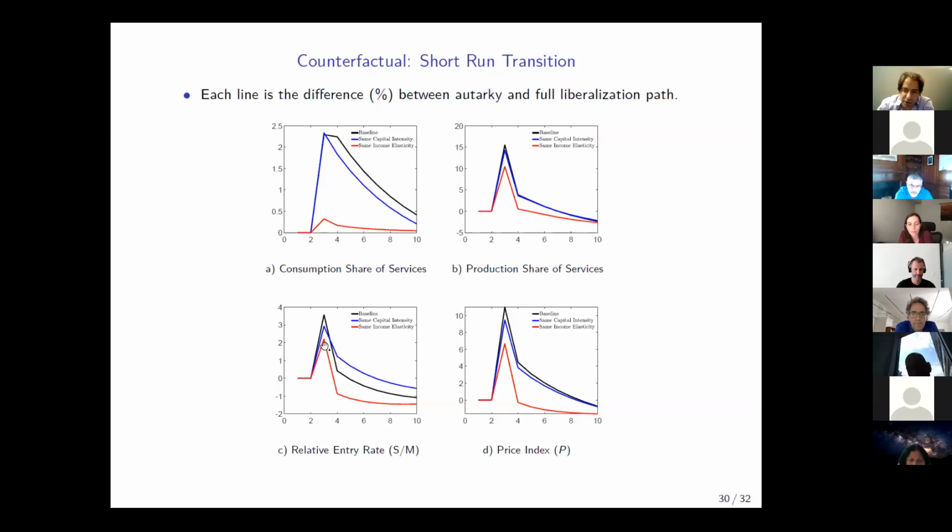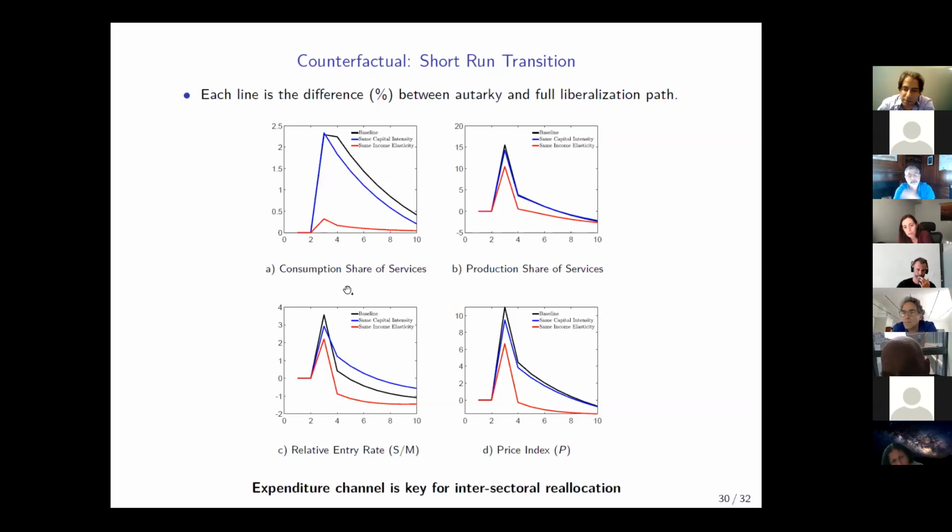The relative entry rate is also very important to explain, to have the non-homothetic preferences. But as you see, there is still a lot to go between this point and that point. So the changes in the incentive to export also explain the changes in the entry rate and the changes in the price index. But if you had to point to one channel between the heterogeneous elasticities, it is the expenditure elasticities that are doing most of the job in the short run. And that's good because it's basically the novel part that we're bringing to the table.